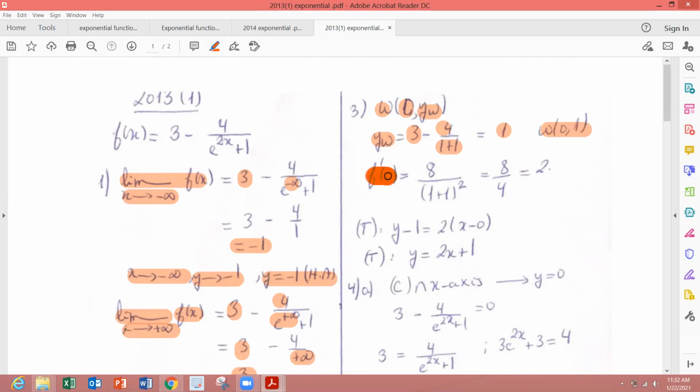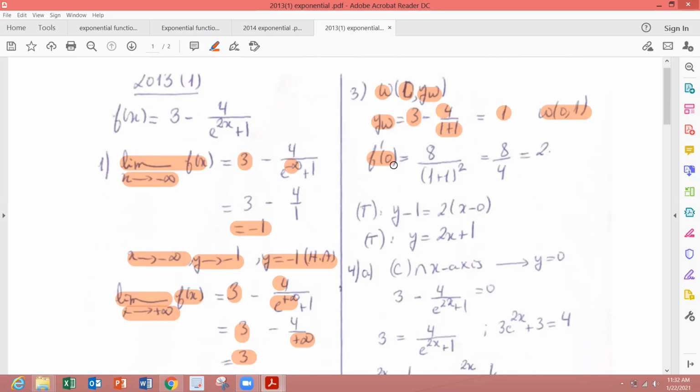Slope is f prime of 0. F prime of 0, we replace the value 0 in the derivative, it becomes 8 over (1 plus 1) squared, equals 2. Then the equation of the tangent is y minus yW, which is 1, equals slope, which is 2, times x minus xW, which is 0. So y equals 2x plus 1. So the equation of the tangent is y equals 2x plus 1.